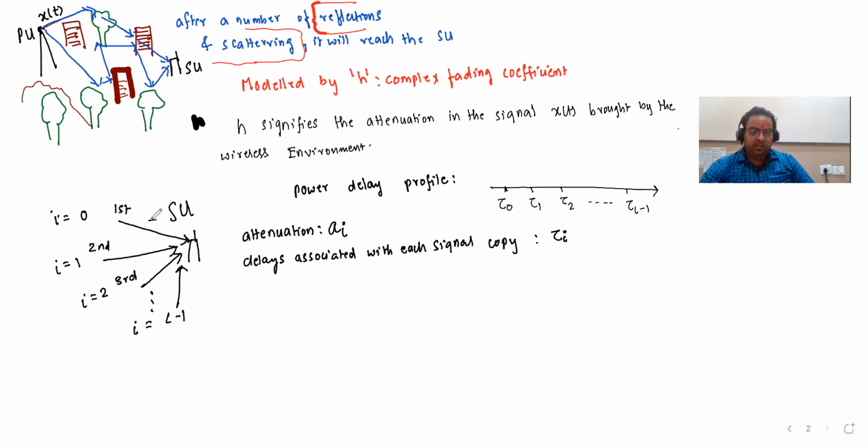This will be reaching after the delay of tau 0, this at the delay of tau 1, this at the delay of tau 2, and so on up to tau L minus 1. At each of these instances, how much attenuation, how much damage has been done to the signal power, will be denoted here. There will be some value here, some value here, and so on. Generally, the last signals have the lowest power.